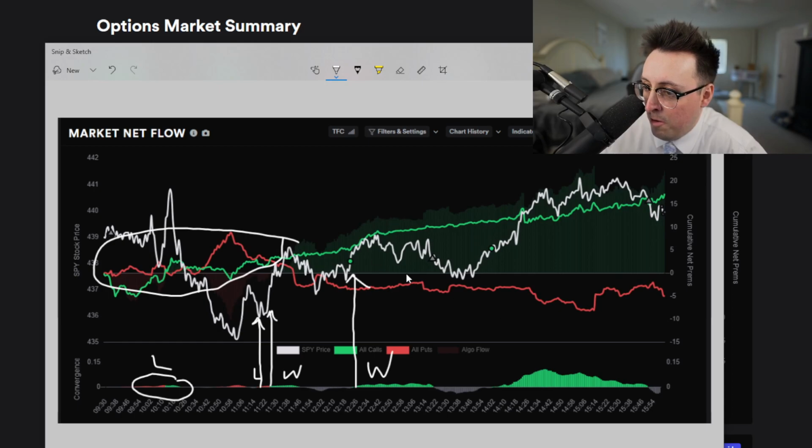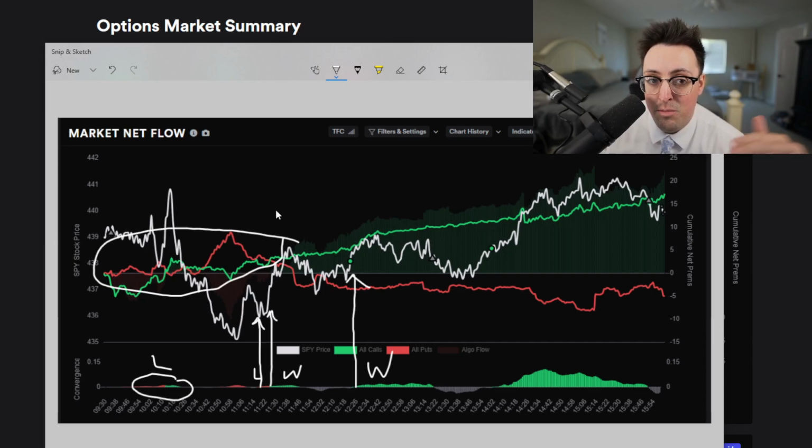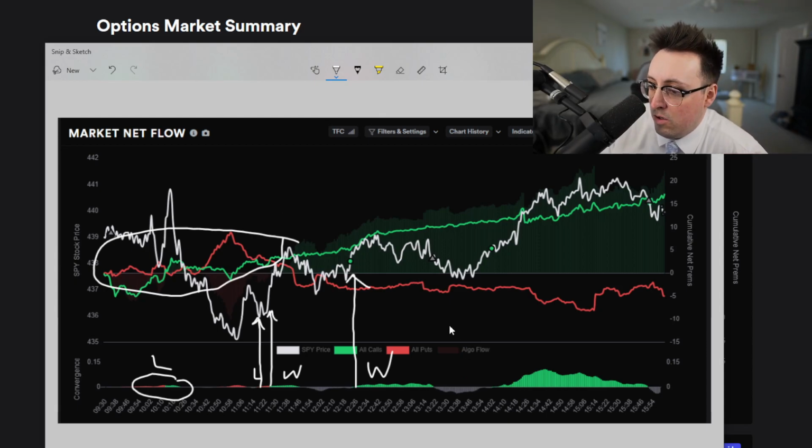So that was a win there. It did get a little bit choppy, so if you didn't get out within the dollar move, 438 to 439, you could have gotten chopped out of that position. But usually with convergence, the strategy I use is you always take profits as it moves up and then move your stop loss as it goes up so you don't lose any money. So that was a win there.